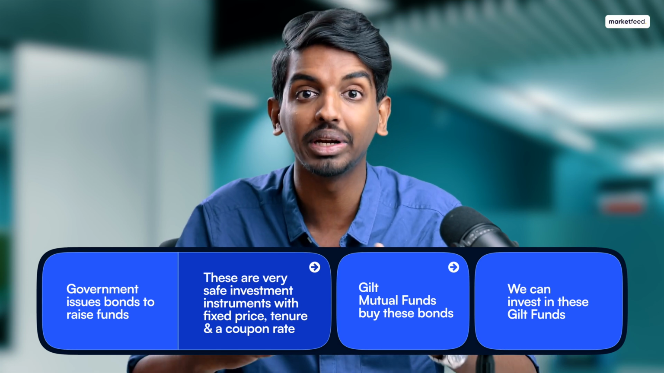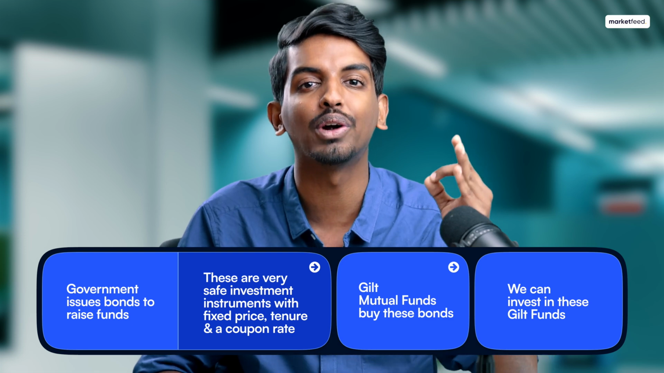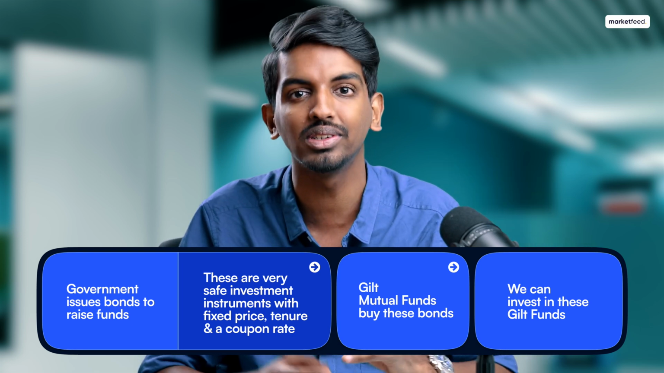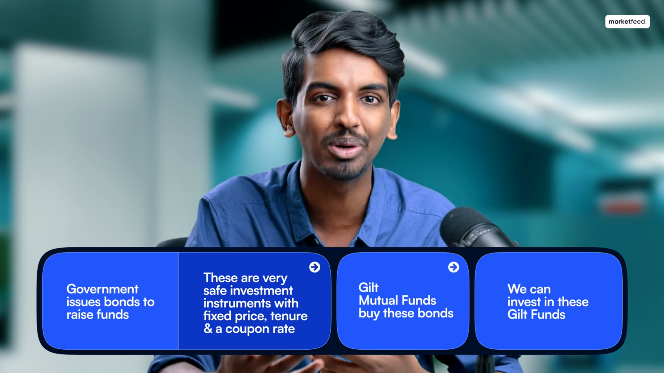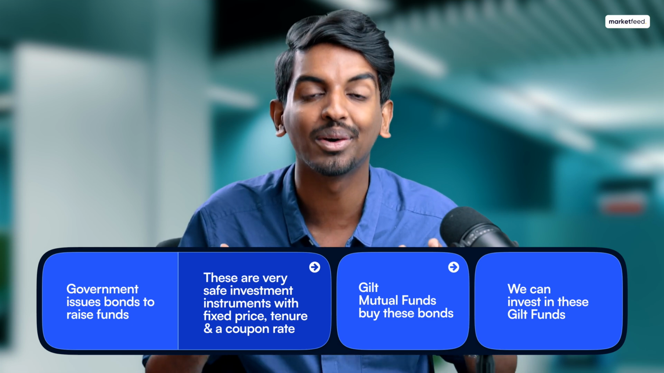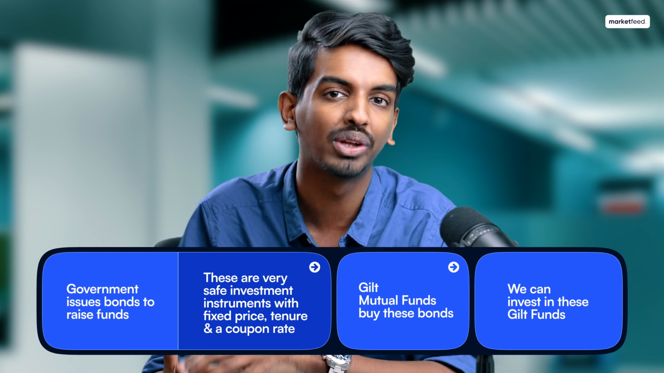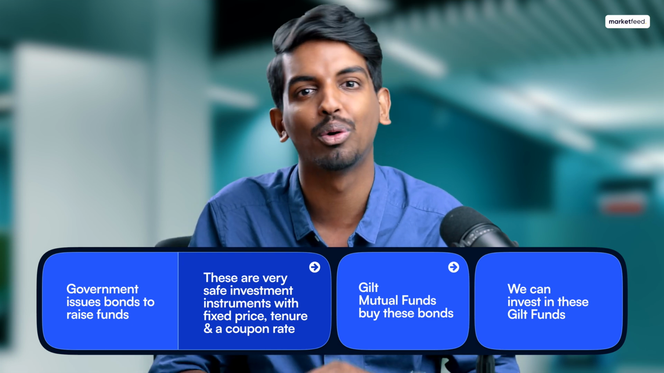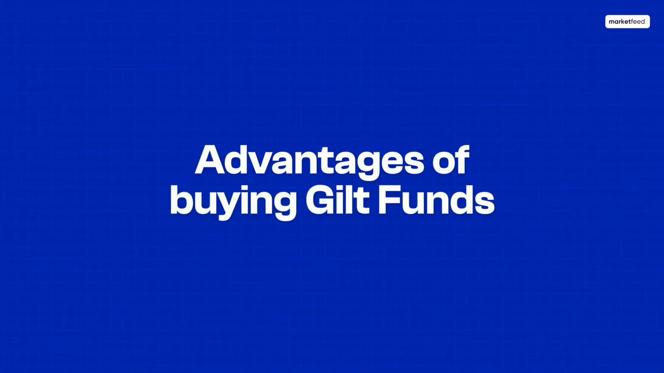But when the government issues these bonds, these mutual funds can go ahead and buy these bonds, and we can go ahead and buy the mutual funds so that we can also enjoy the benefits of the government bond with a very, very low investment amount. So what are the advantages of buying these government securities, or specifically these GILT funds, right?